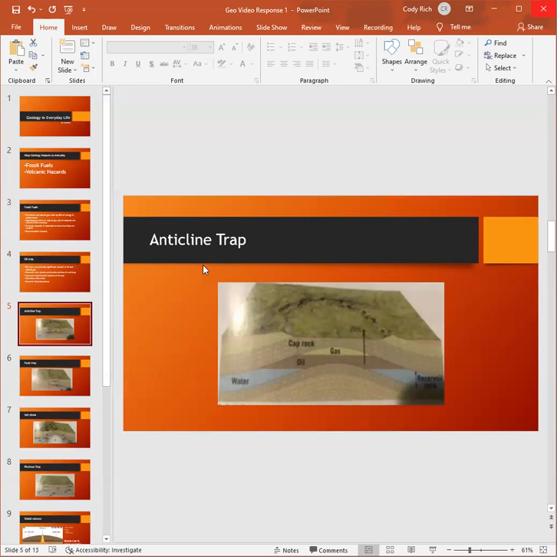I believe this is pronounced anticline, which you can see this is our cap rock. Here's our sandstone, and then we have our water, oil, and gas. And this is how most of the traps are going to end up looking like with some variation. The oil and gas is less dense, so that's why it's going to sit on top of the water.